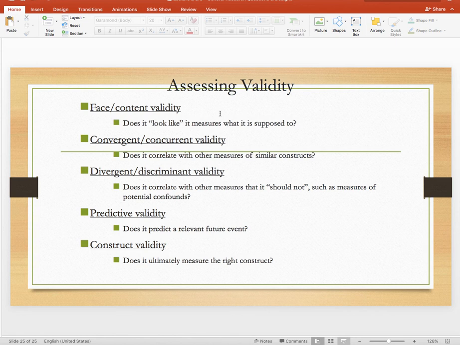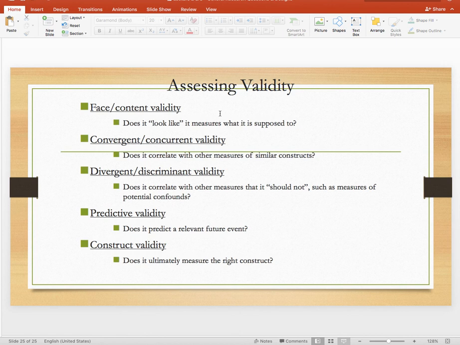Perfect. Number 3, divergent, what we also call discriminant validity. With divergent or discriminant validity, does the measure correlate with other measures that it should not correlate with? In other words, do we have measures that are not valid, and does yours correlate with that measure? So I have my new assessment tool. Here's one that I know is not valid. Let me give them both to all the participants. Mine should not correlate with the one that's not valid. Everyone with me?